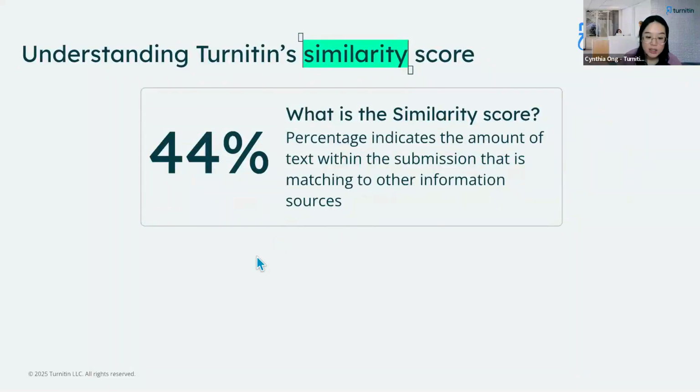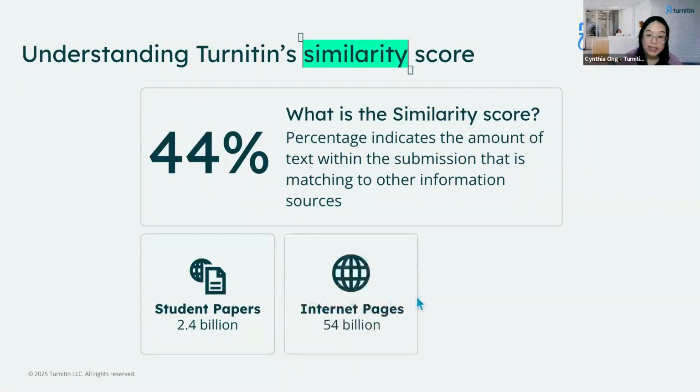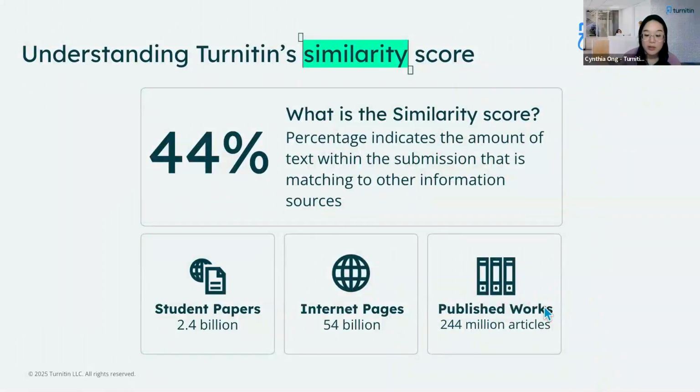So these other sources include past student papers. So these are student papers from around the world. This is not just for IIUM punya pelajar, but this is from any students who have used Turnitin from across the world. We will also check it against internet content or pages, and also published works, which is a collection of journals and articles.